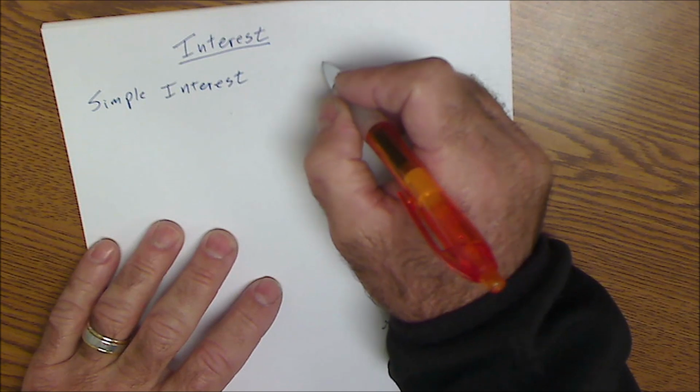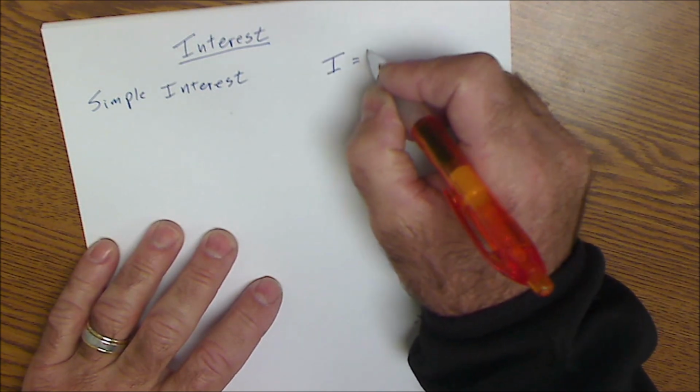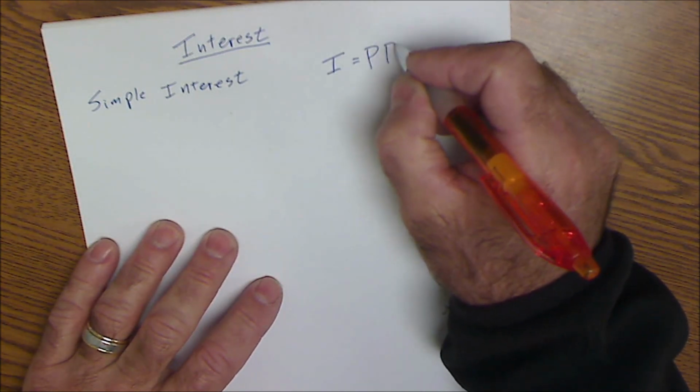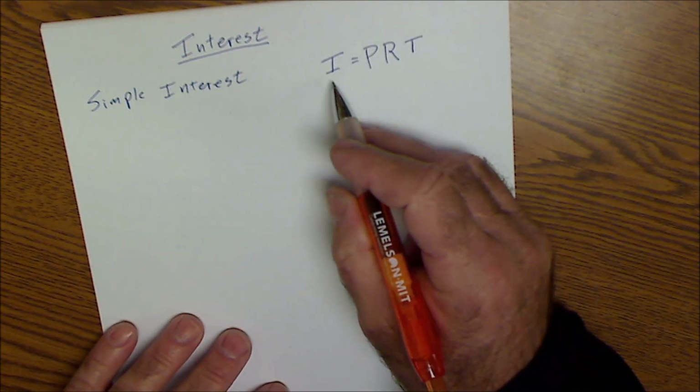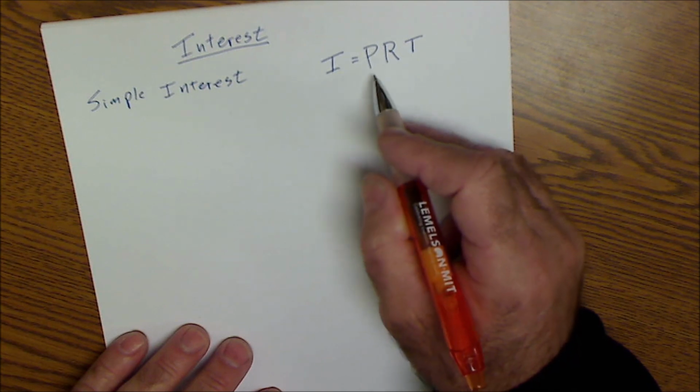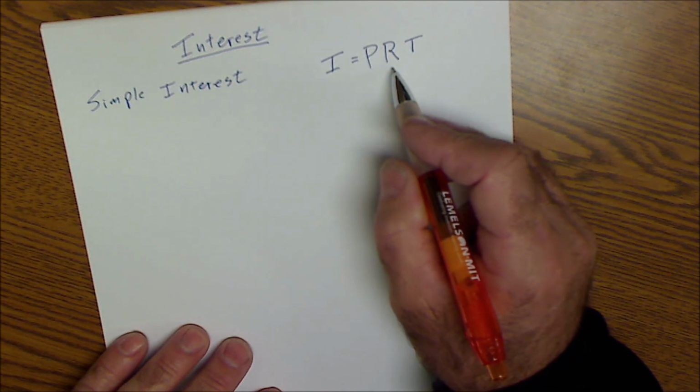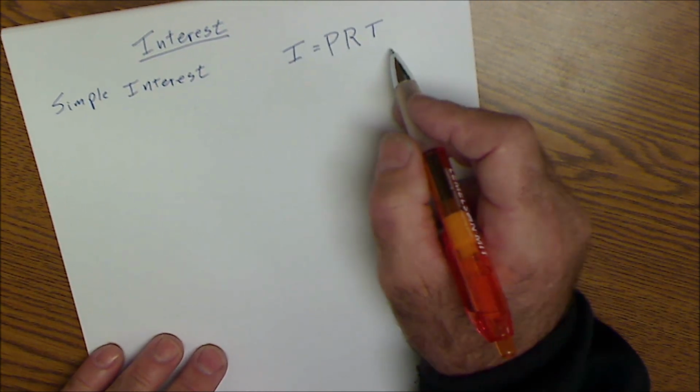So simple interest, I is equal to your principal amount times your rate of interest times your time. So this is how much you're going to get back, and this is how much you start with. This is your interest rate, and this is the number of years.